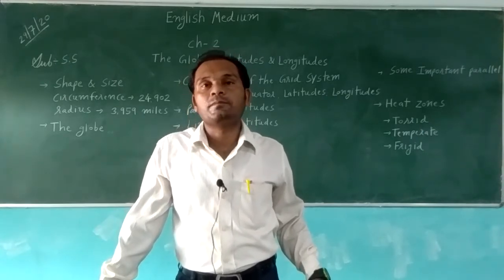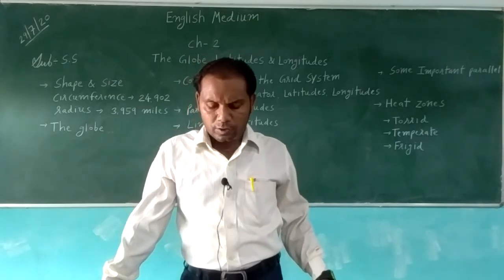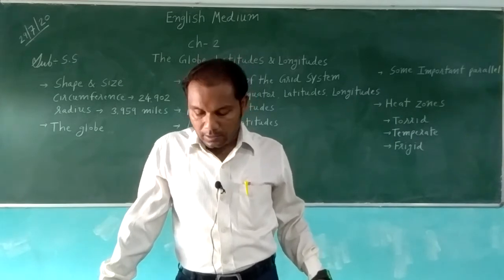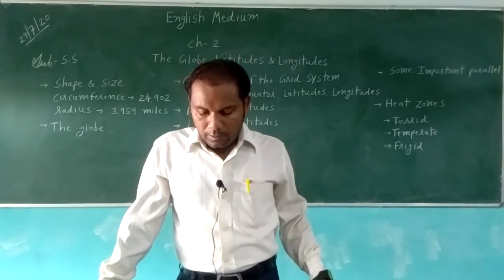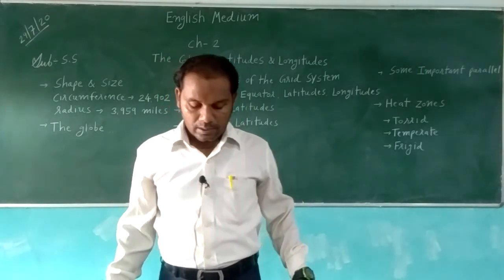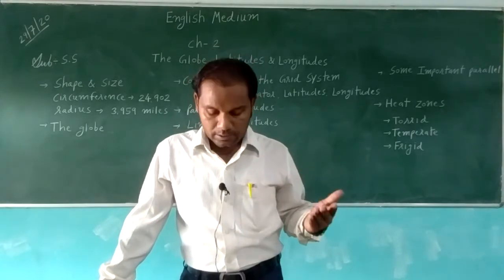So all these places are getting less amount of heat. It lies between the Tropic of Cancer and the Arctic Circle, and the Antarctic Circle, where sun rays are less. Europe and North American countries are related to this.